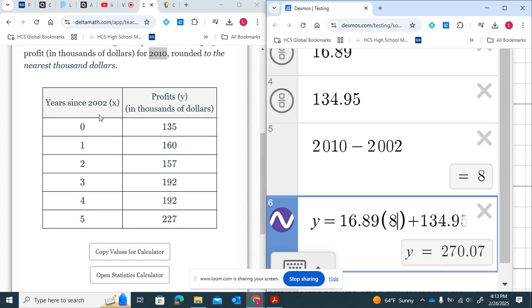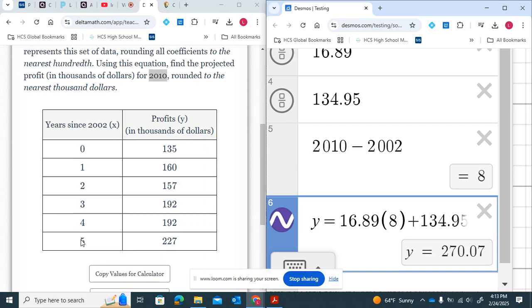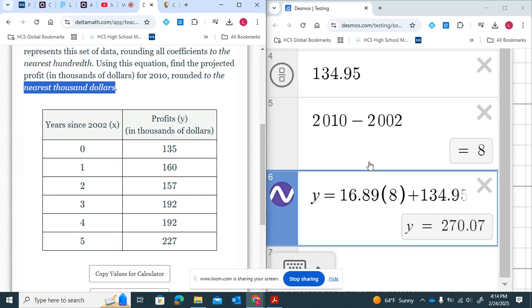We don't have the data for when X is 8 or the year 2010. We're using our line of best fit to predict a future value. And then it says rounded to the nearest thousand dollars, or $1,000. No decimal places, which just basically means round to the nearest whole number.